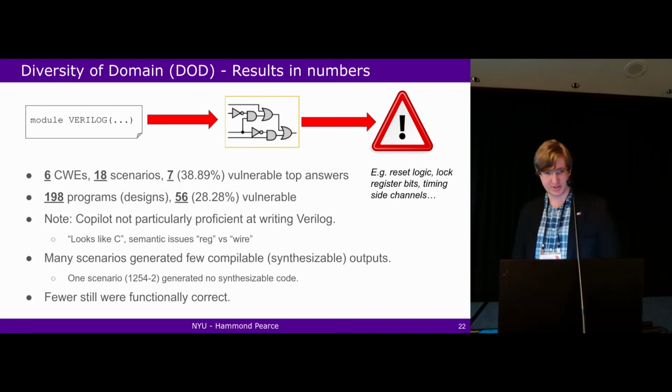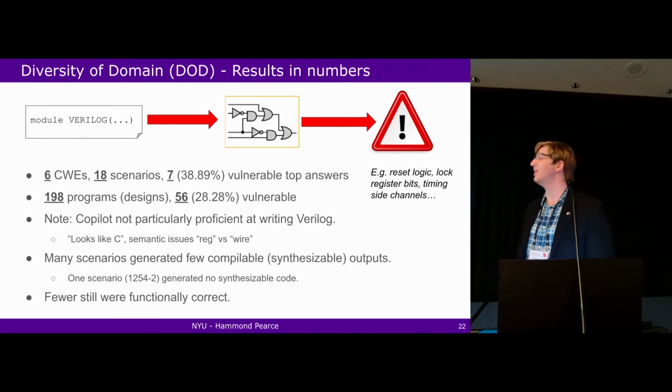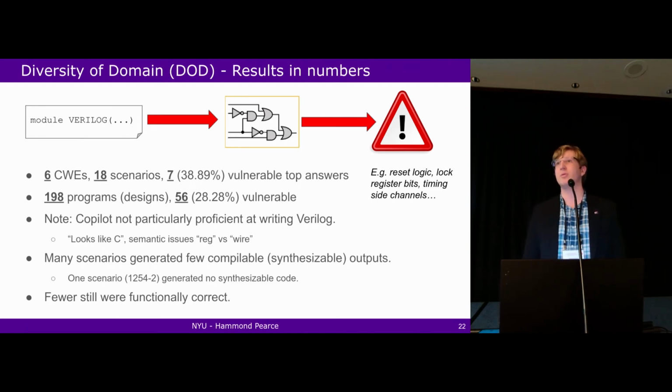One major note here is that GitHub Copilot is not particularly proficient at writing Verilog. This is probably a function of the language model not having enough training data. Even though Verilog is the most popular RTL on GitHub, as I said, there's just not that much of it compared to the other languages.